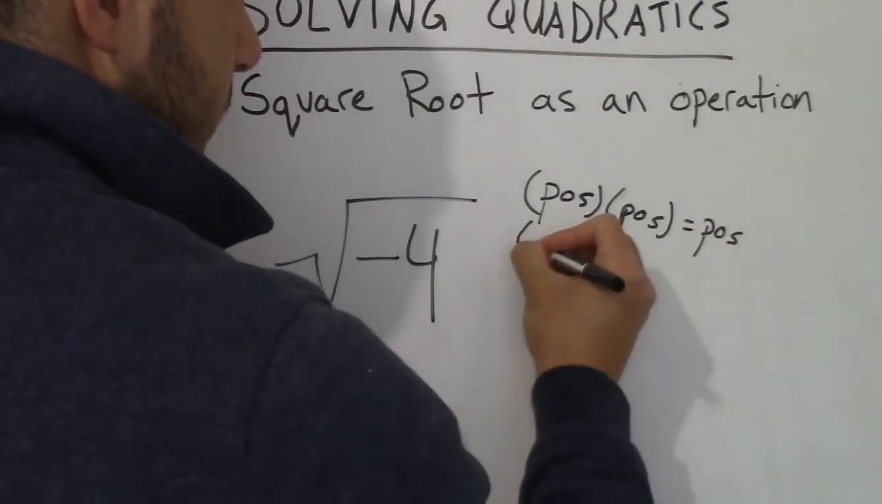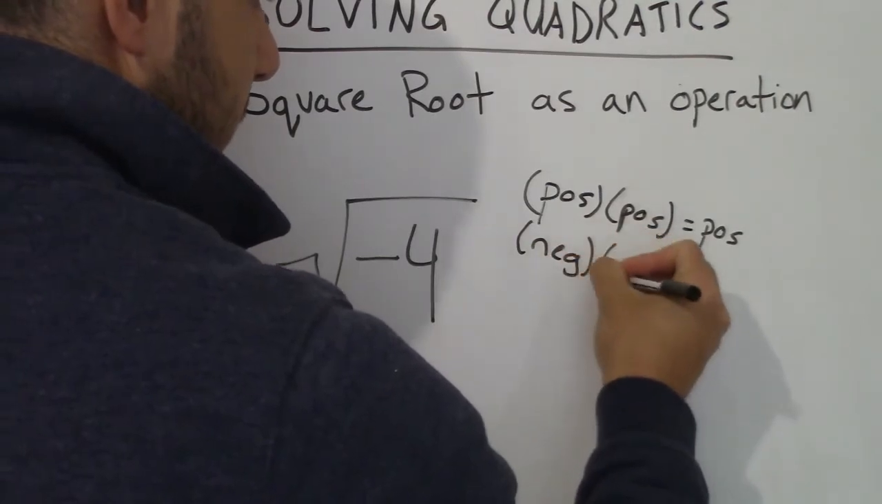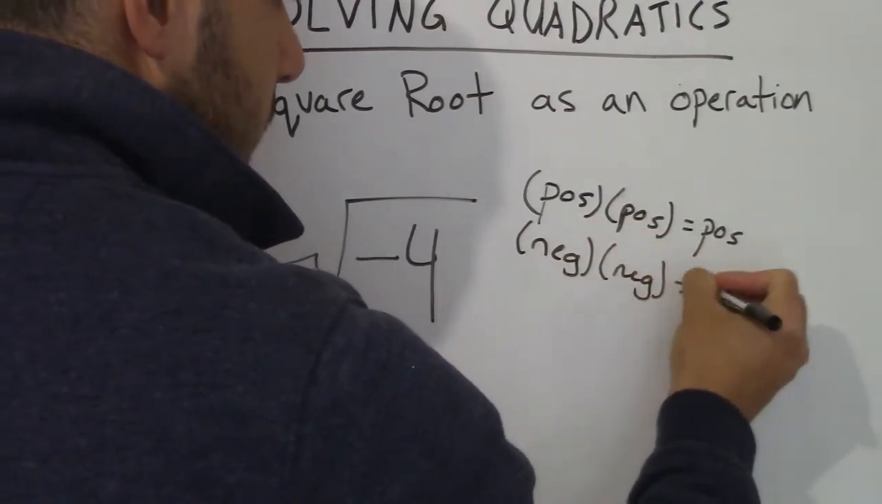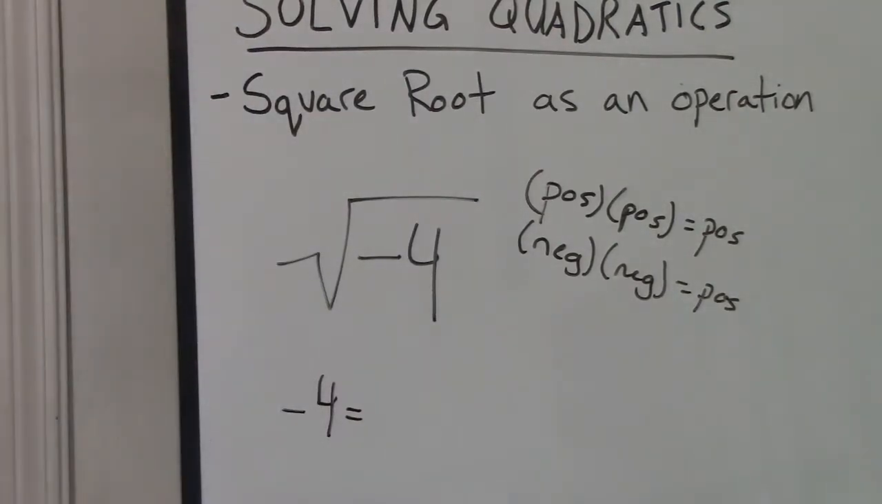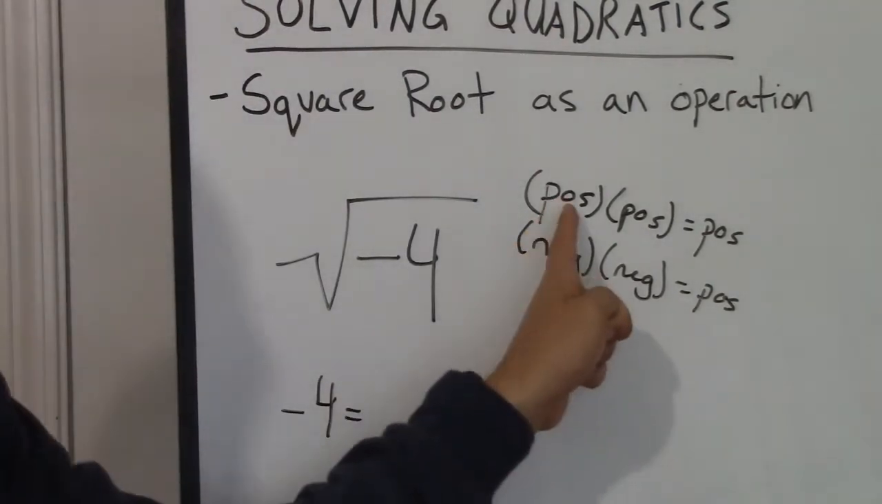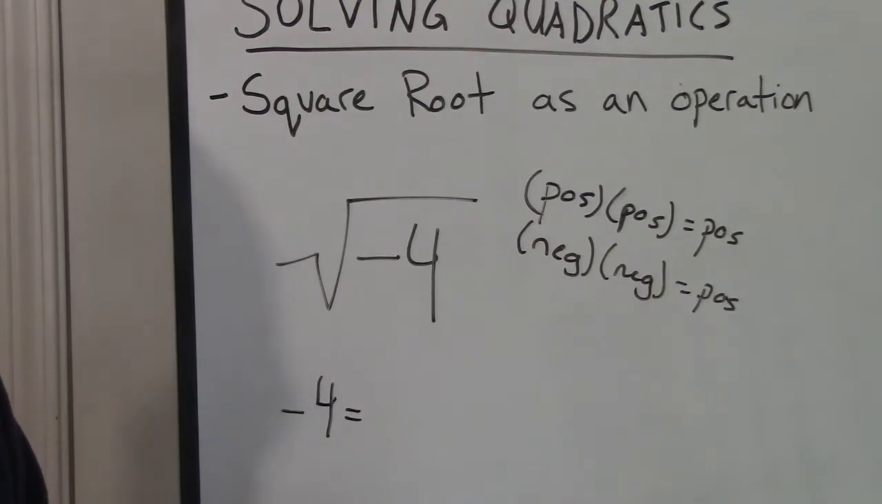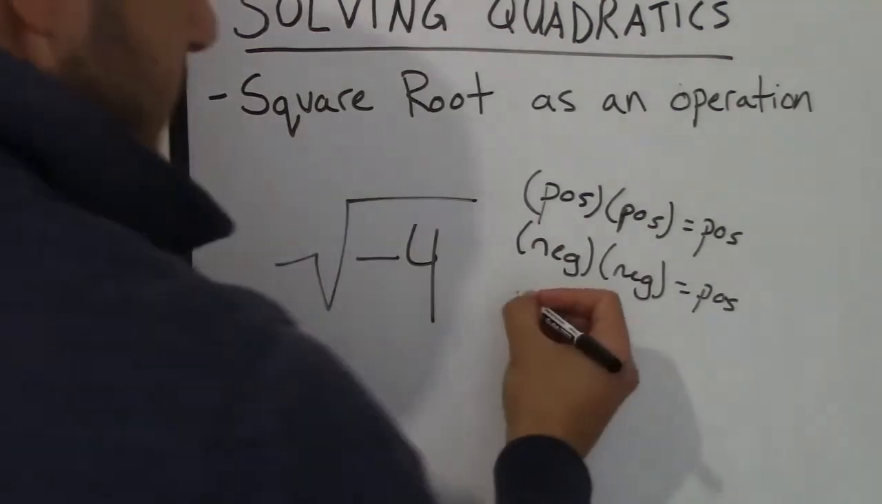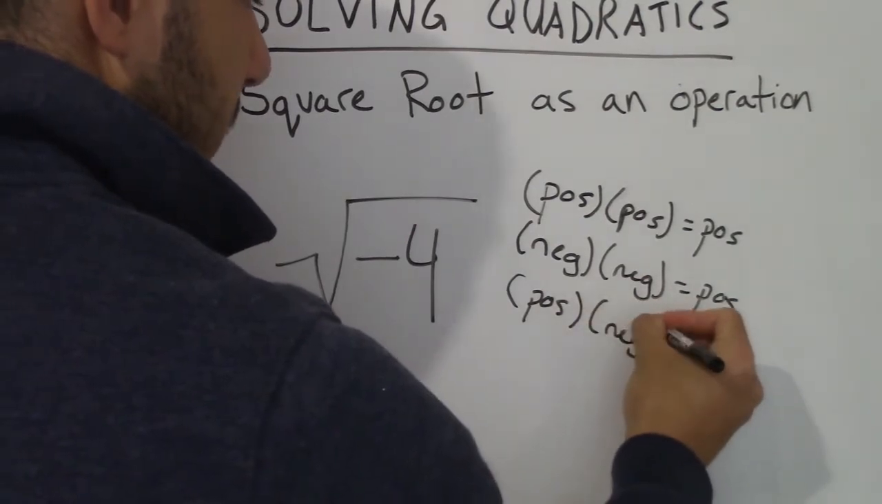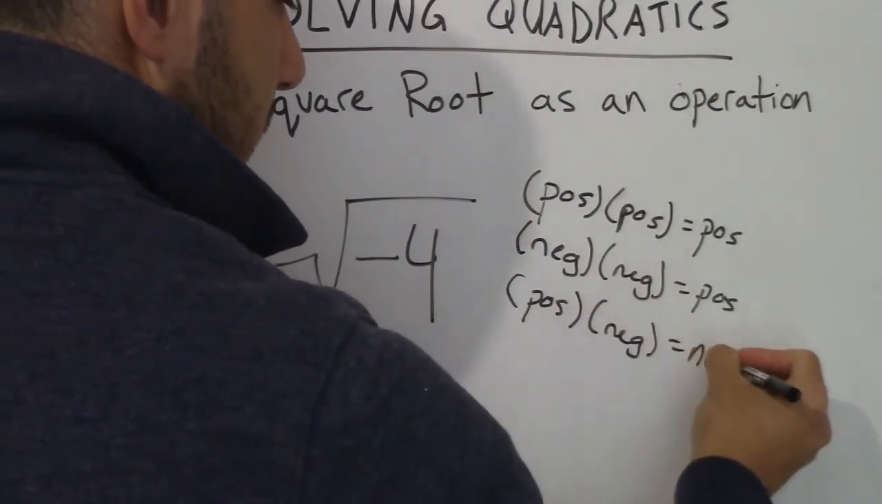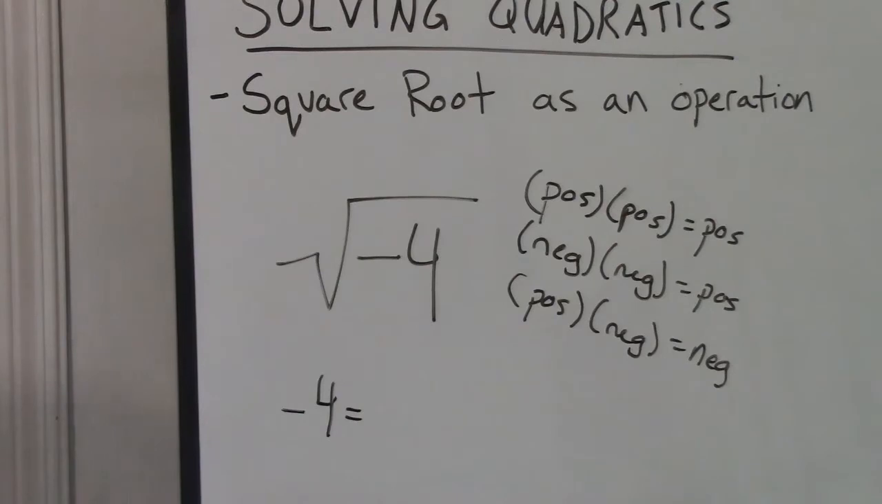And a negative times a negative also gives you a positive. So the only way to get a negative number is to multiply one positive number and one negative number. So let me write that as well. One positive number times one negative number is the only way that you can get a negative number back.